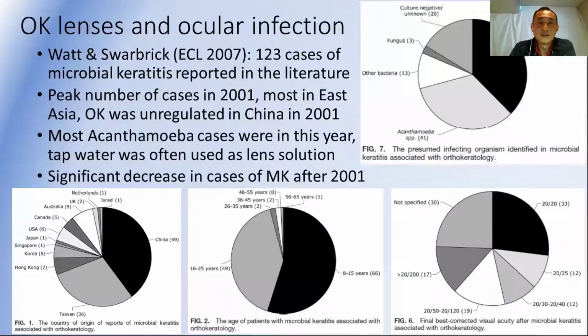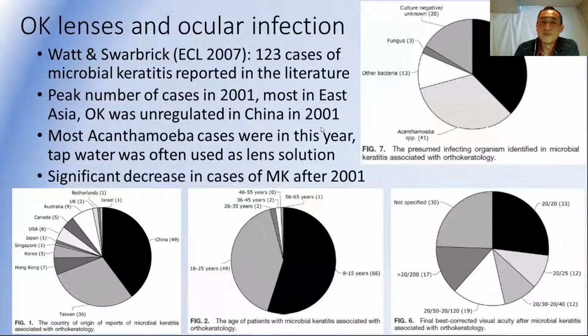Okay, the most serious complication we see with Ortho-K is an ocular infection. And there have been a number of studies that have published statistics on corneal infections. The first one came out in 2007 by Swarbrick in Australia. And they found that at that time, there were quite a few cases of microbial keratitis. And alarmingly, most of those were either Pseudomonas or acanthamoeba.